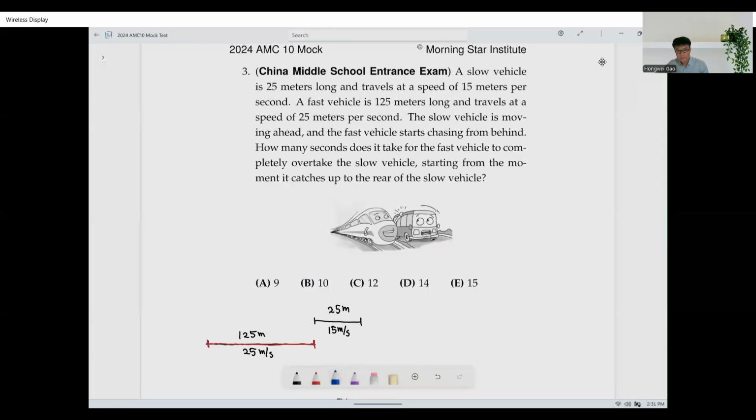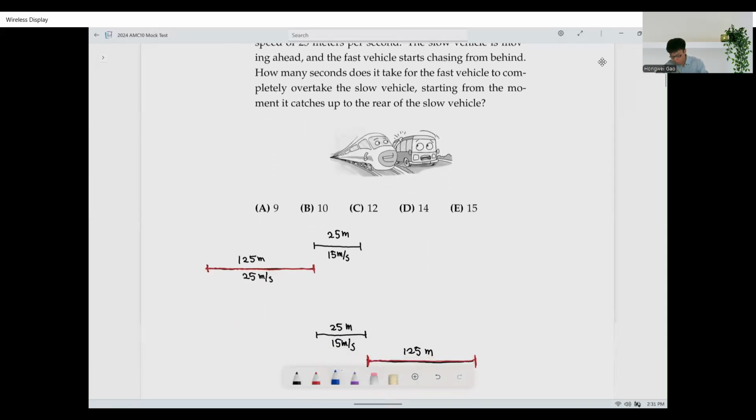Question 3. Here we have 2 vehicles. One slow vehicle is moving ahead with speed 15 meters per second, length 25 meters. The fast vehicle is moving behind with speed 25 meters per second and length 125 meters. Now the fast vehicle catches up to the slow vehicle from behind. The question is, how long does it take to completely overtake? All right, the moment when the fast vehicle starts to catch up is picture 1 I drew here. The moment when the fast vehicle completely overtakes the slow vehicle is the second picture.